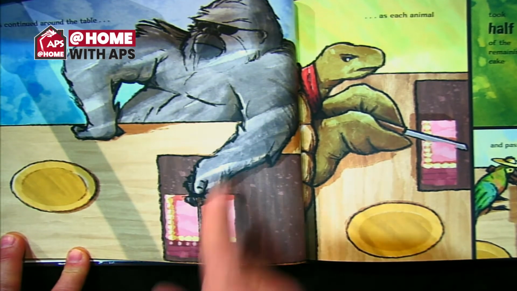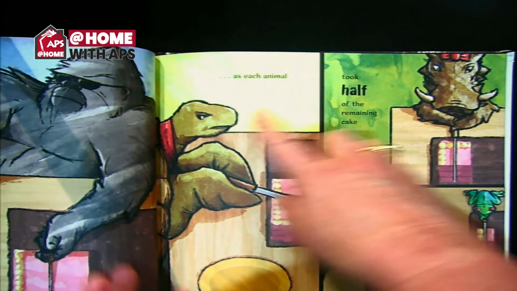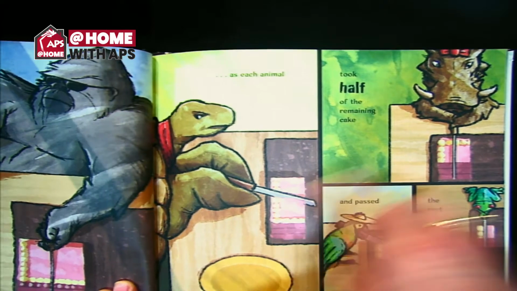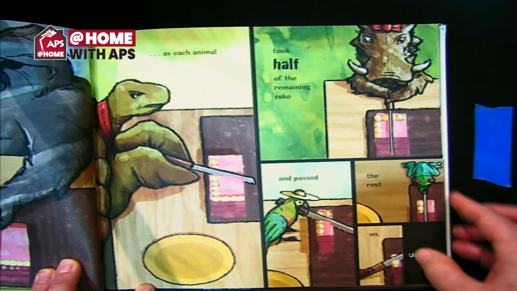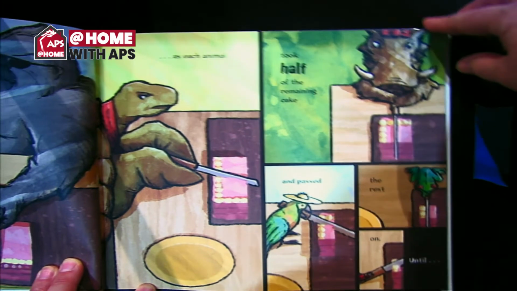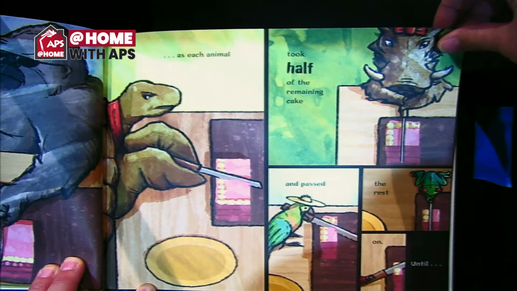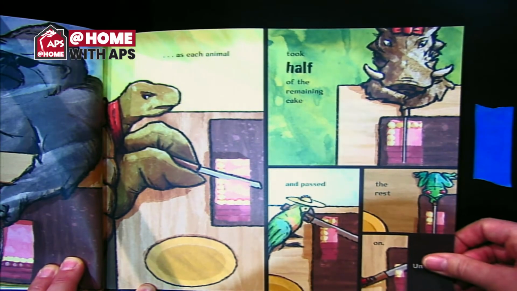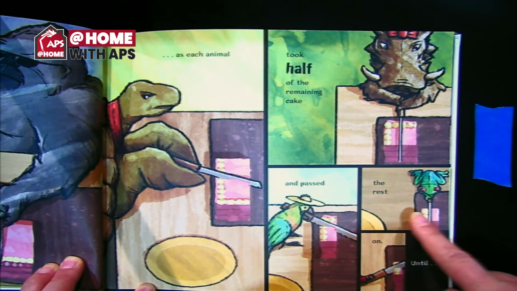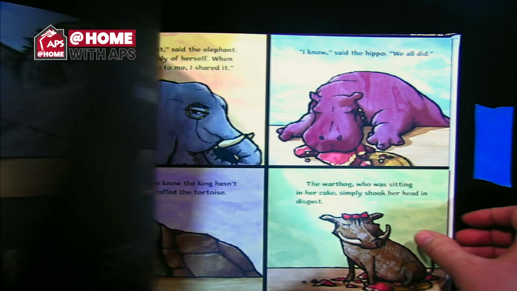He's cutting half of that 1/4. As each animal cut half, we have a 1/8. Now the 1/8 is being passed to the turtle, and the turtle's going to get 1/16, and then took half of the remaining cake. Half of 1/16 is 1/32. I can't even say that, 32nds. And passed the rest on and on until, what do you think?